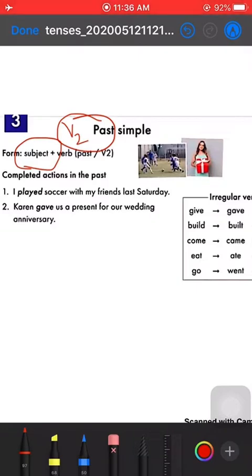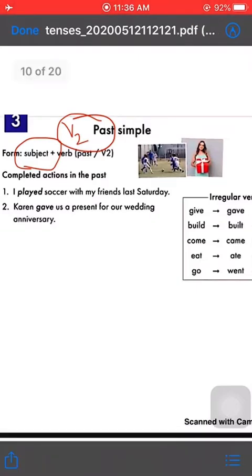This tense is used to talk about completed actions in the past. For example, I played soccer with my friends last Saturday. Corinne gave us a present for our wedding anniversary. The verb in the first sentence is play. We make the past form by adding ed to it. We do this for most verbs, but some verbs have special past forms. You see that in sentence number 2, gave. That is the past tense of the verb give. We say give, gave, given.